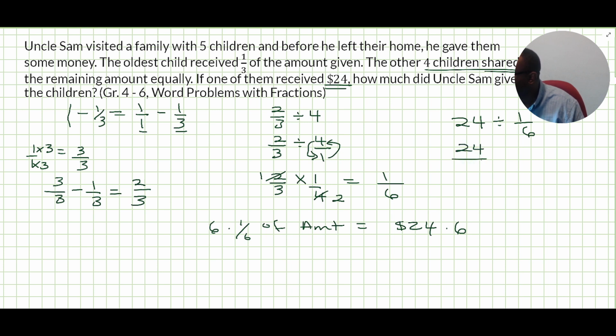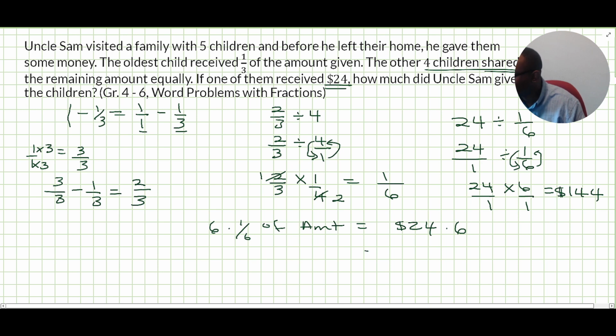So we have 24 over 1 divided by 1 over 6. We leave the fraction on the left alone, change the sign to a multiplication, and then switch the position of the numerator and denominator on the right. So that's 6 over 1. 24 multiplied by 6, you're going to get $144. The same thing here, you can see that this is going to give you 144, and 6 multiplied by 1/6 is going to be 1. So the total amount is going to be $144.